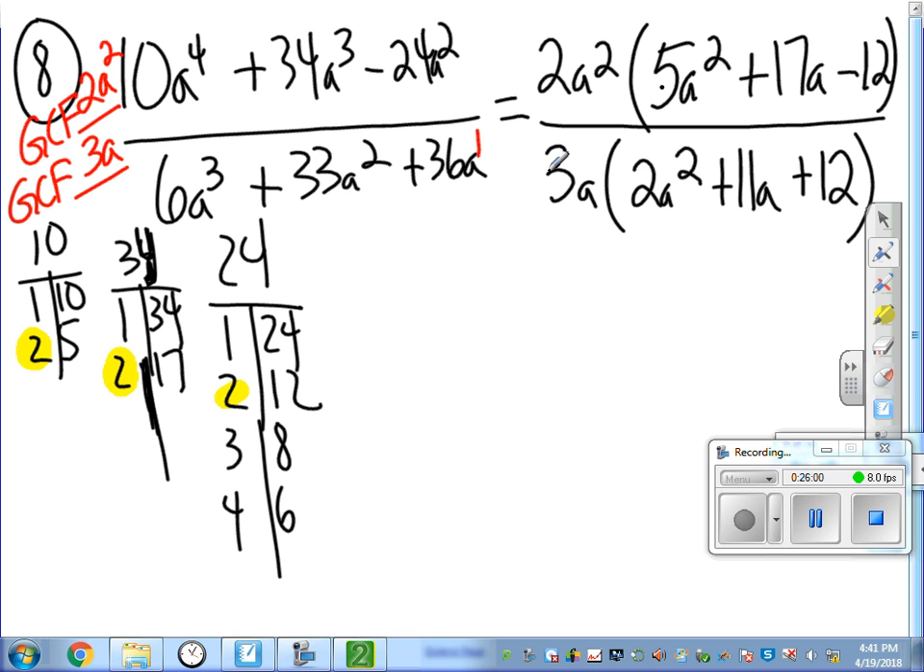What do I multiply 3 by to take me to my 36? That's 12. I had an A, I took an A out, that leaves no A's.